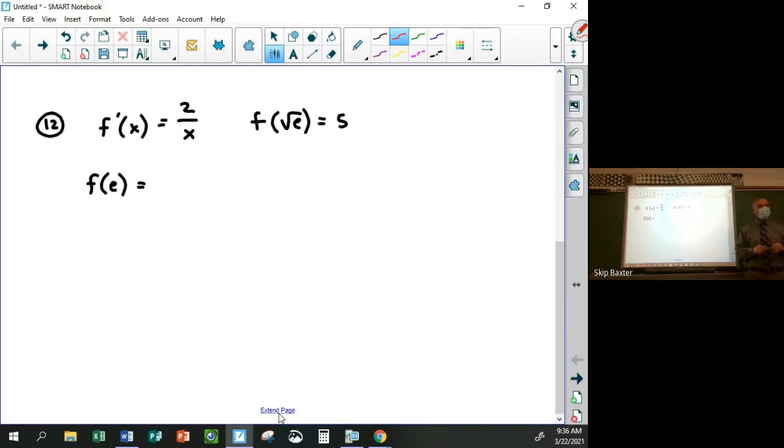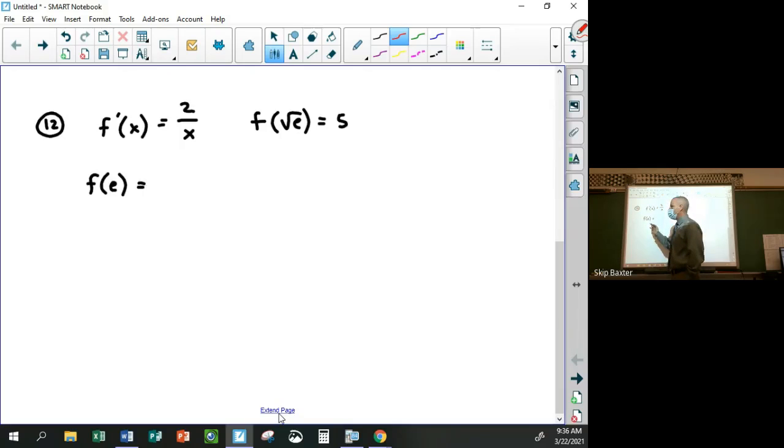FTC part 1. You could solve this like an initial value problem where you integrate both sides, and then you have a plus c, and you plug this in to figure out what the c is. So you could solve it that way, but I think that's the harder way to do this. This is actually an FTC Part 1 problem, much easier.